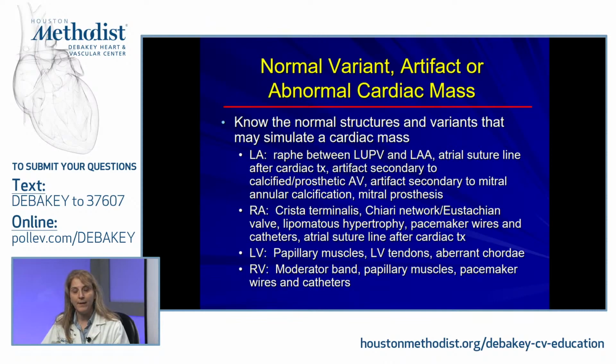And in the LV, the papillary muscles can be aberrant, or you can have accessory papillary muscles. Usually there are chordae associated with them, and these can be mistaken for masses. Also, there are LV tendons. Specifically, if they're calcified, you may think it's an abnormal cardiac mass. And in the RV, the moderator band can be especially prominent in people with lung disease, pulmonary hypertension specifically, and it can become calcified. Papillary muscles can be accessory or in abnormal locations. And again, this is where pacemaker wires and catheters live, and they can have artifacts associated with them.